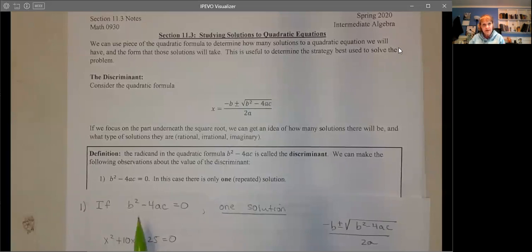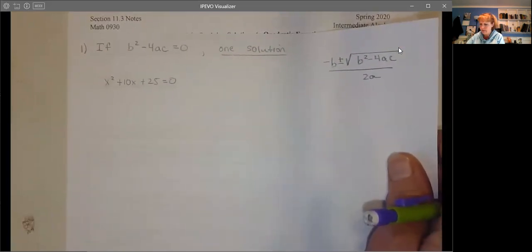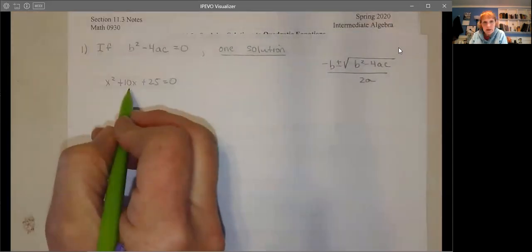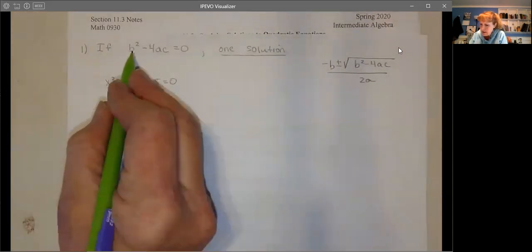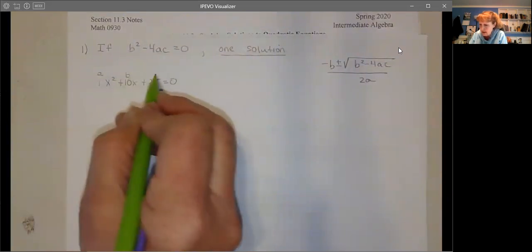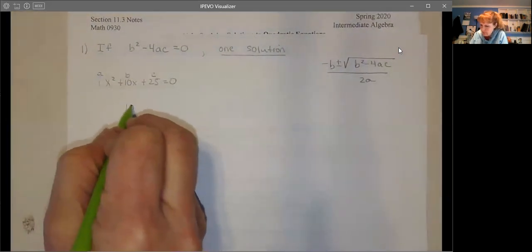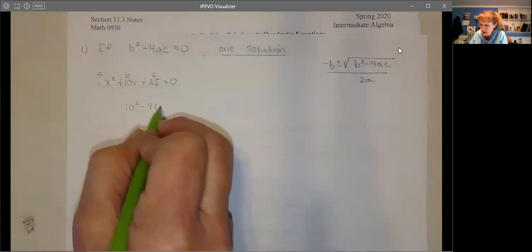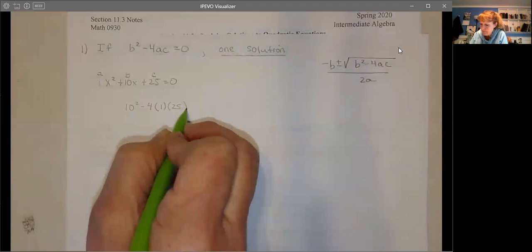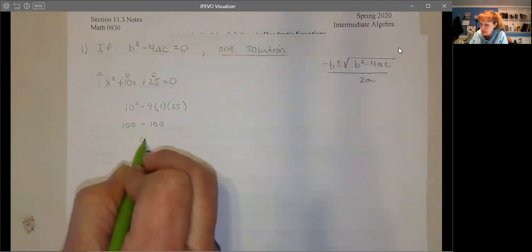And remember, this discriminant is part of the quadratic formula. So looking at this example, I'm going to fill in the discriminant and we'll see what we've got. We know that a is 1, b is 10, and c is 25. So we take 10 squared minus 4 times a times c. We get 100 minus 100, which is equal to 0.